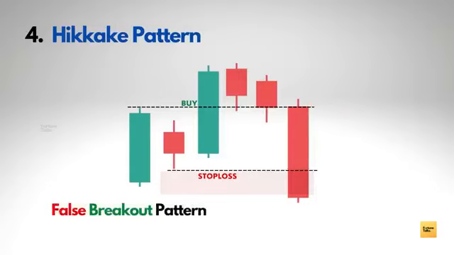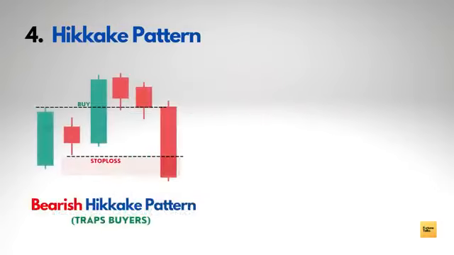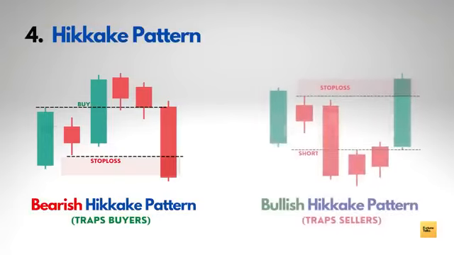Now there are two variants of the Hikake pattern. The first type is a bearish Hikake pattern, which actually entices the bulls or the buyers into buying and then traps them and makes them hit their stop loss. The second one is the bullish Hikake pattern, which actually entices the bears or the sellers into shorting the market only to trap them and reverse the price against their position.